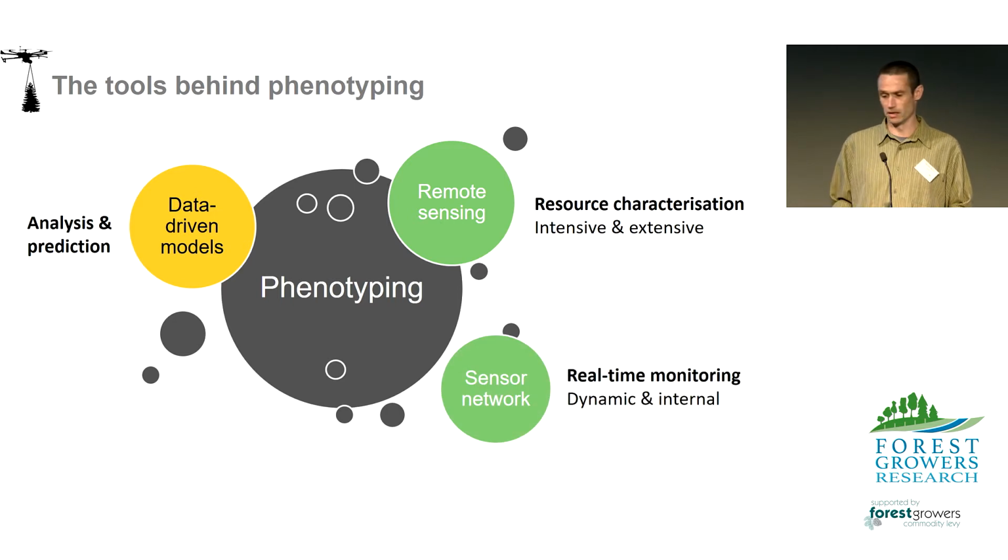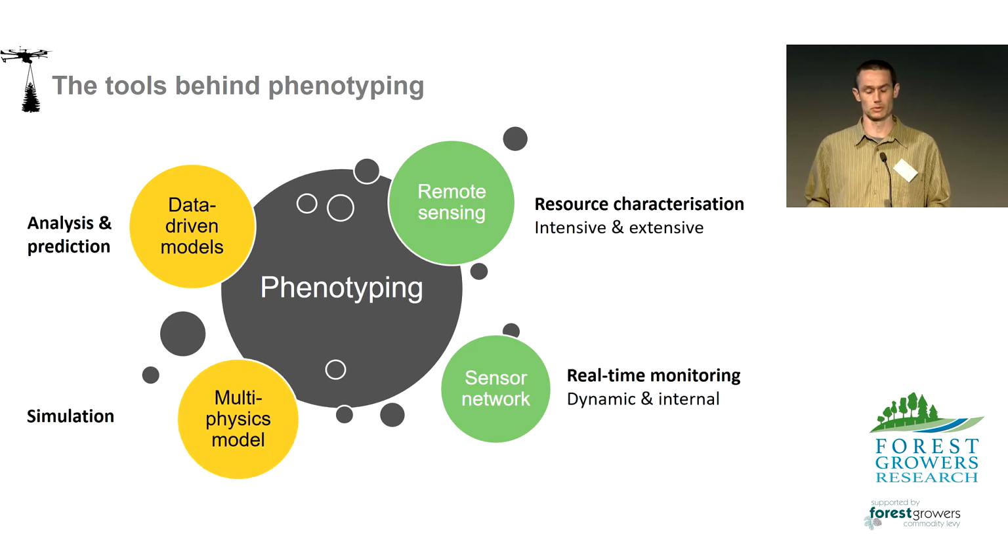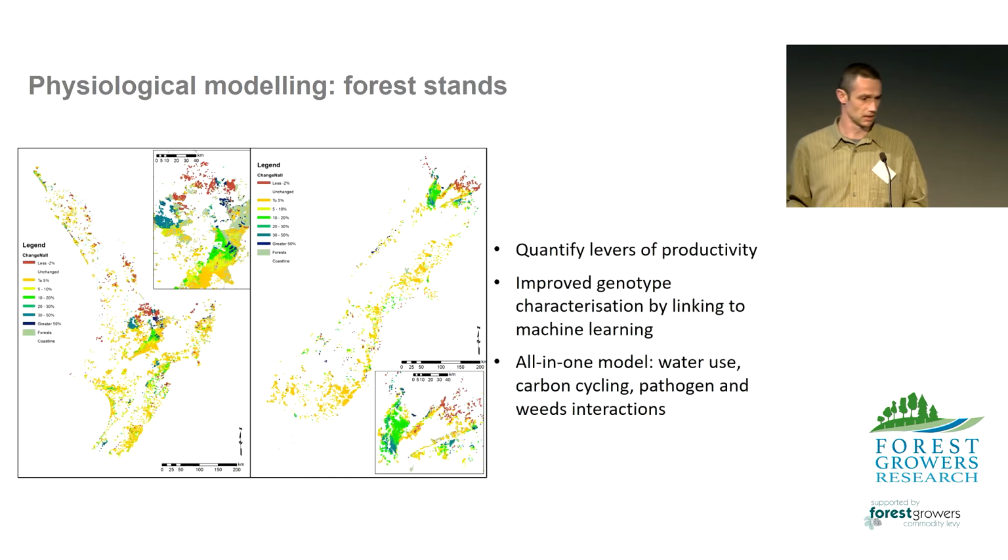Another aspect is real-time monitoring of the resource, and establishing sensor networks that give you dynamic feedback on how the resource is evolving, and also give you information about the inside of the tree, how it's functioning. And the counterpart is you can use multi-physics and biological models to simulate the way the resource is transforming, and that's really splitting that graph in two. One is the state of your resource, and the other is about how it's changing.